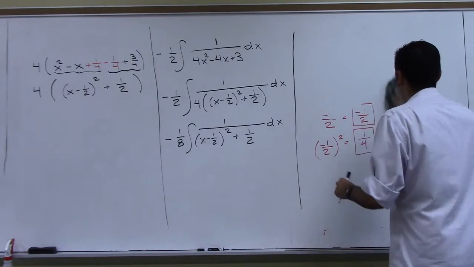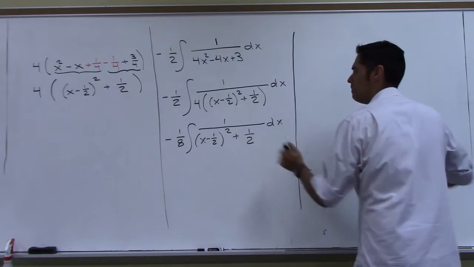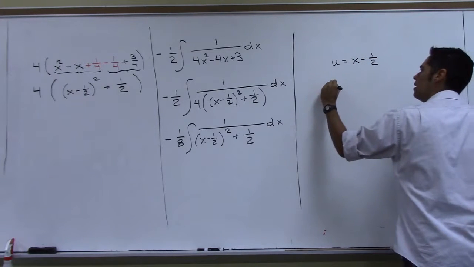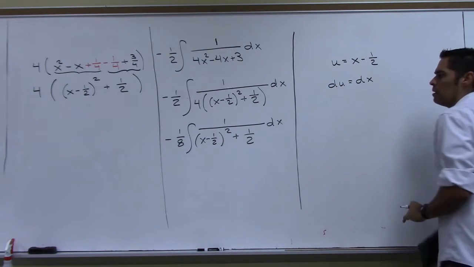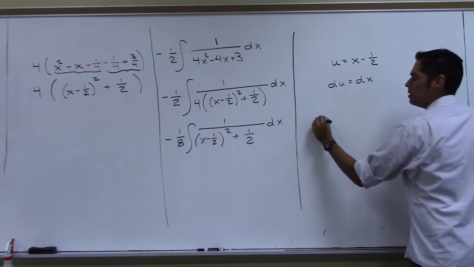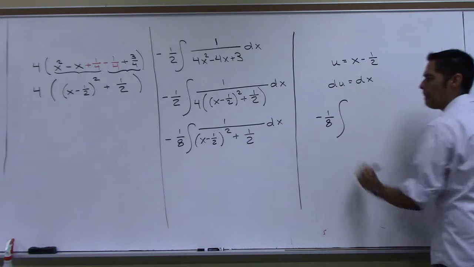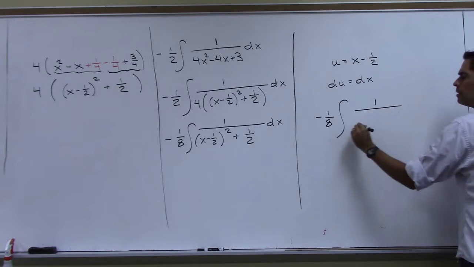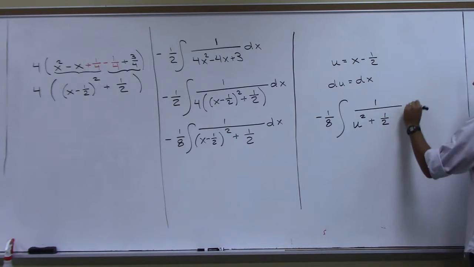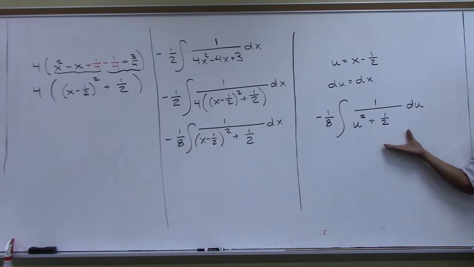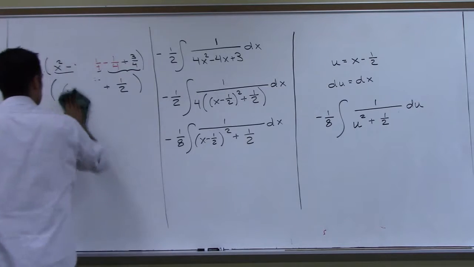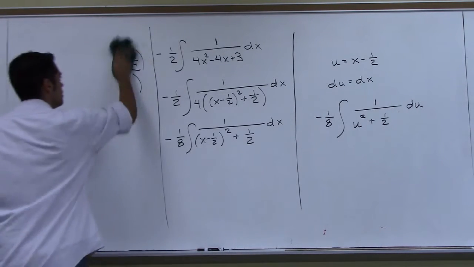So I will make a basic substitution here to finish this problem out. U is going to be x minus a half. Du then is dx. So how would this integral be rewritten if I make this substitution? Negative 1/8, what? 1 over U squared plus 1/2 du. Everyone agree? That's your formula 17.